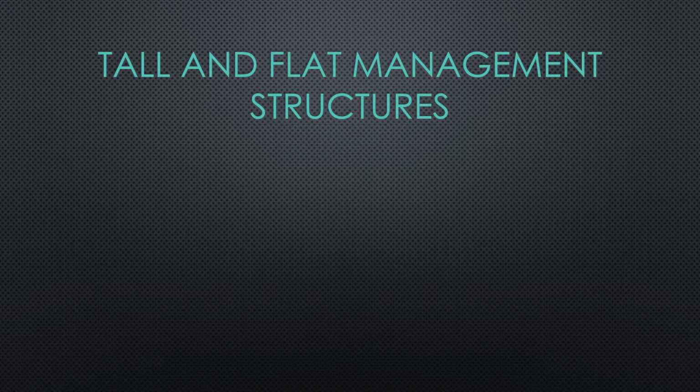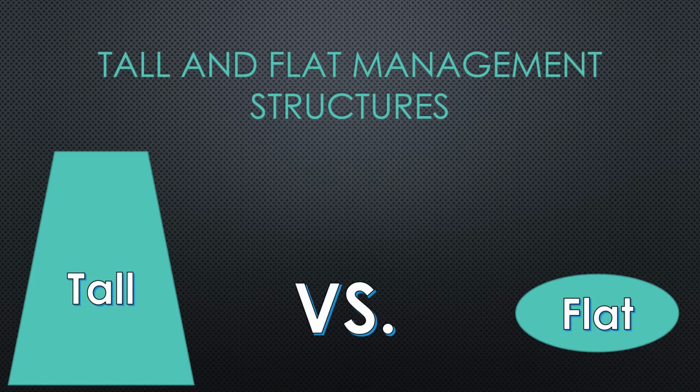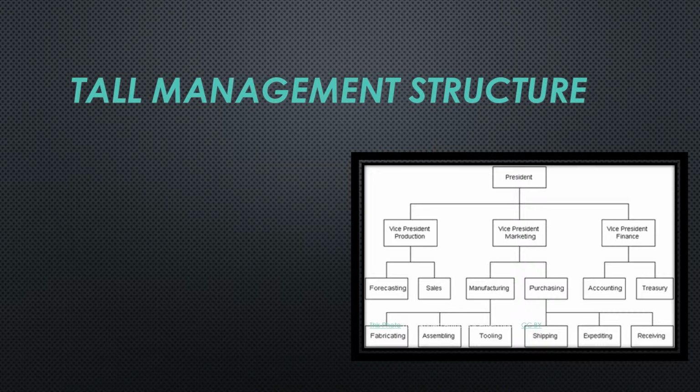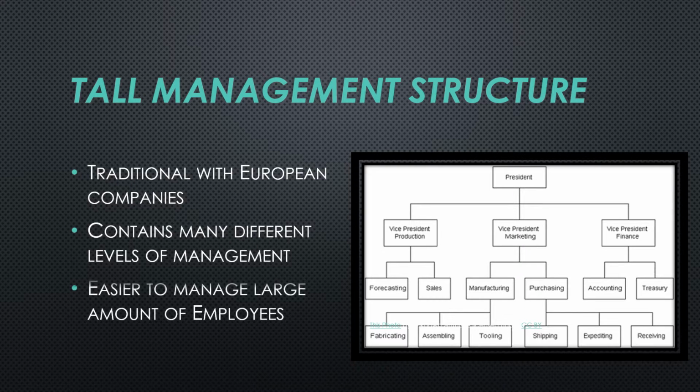There are various different types of management structures, but the two we'll be focusing on in this presentation are tall and flat. The tall management structure is traditionally used in European companies. It contains many different levels of management, usually starting with the president or CEO and branches out from there. This allows the company to manage large amounts of employees and work while keeping the same level of quality control.